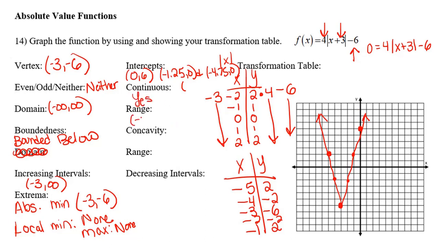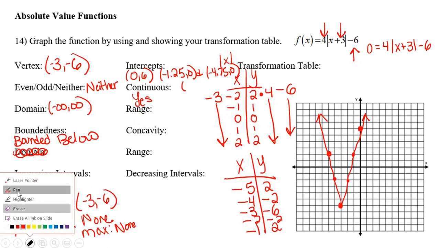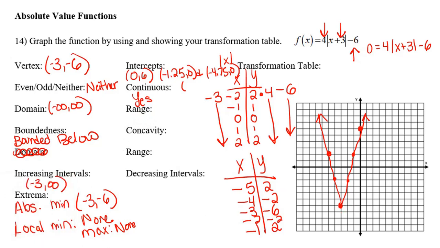My range is -infinity. Oh, not -infinity. I didn't go all the way down there. Silly, silly Marsh. I must have thought I was doing domain again. The lowest I go on this graph is at -6, and I touched it, so I'm going to put a bracket there. And I go forever positive, so going to positive infinity.